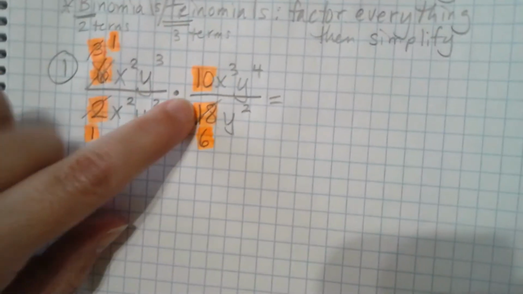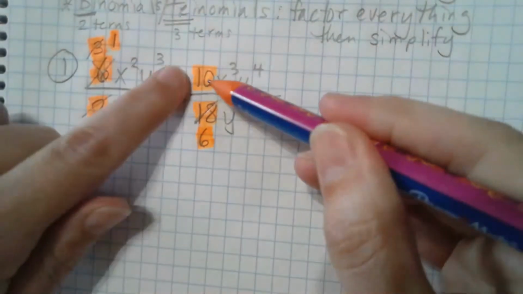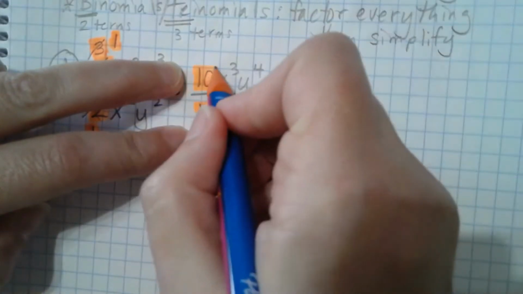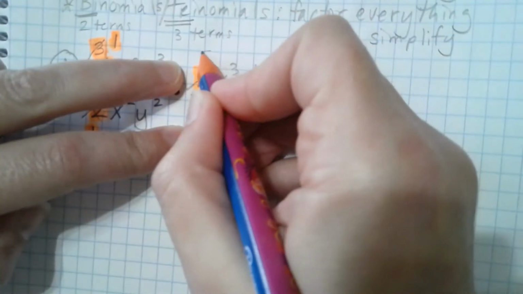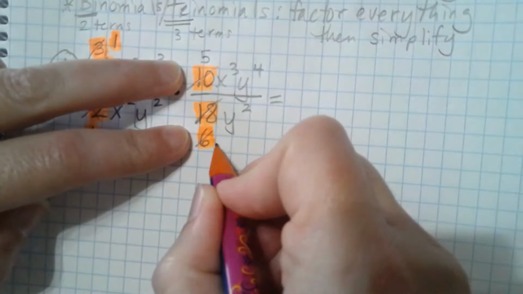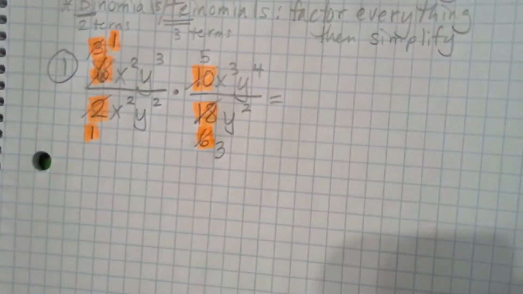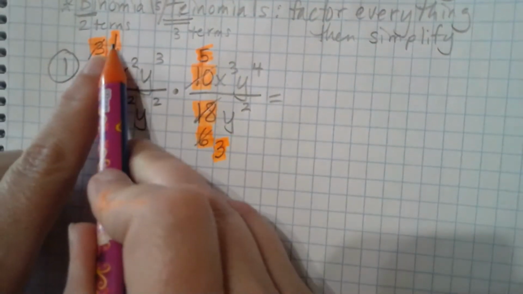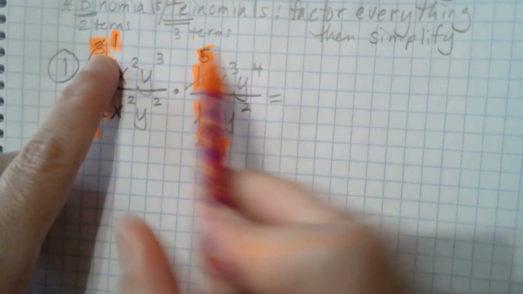But I still have this 10 on the right, and I have the 6 down on the bottom. So can I reduce that further? 10 and 6, can those divide by something? Yep, they can both divide by 2. 10 divided by 2 is 5. 6 divided by 2 is 3. So now I'm left with 5 and 3. 1 times 5 gives me 5.